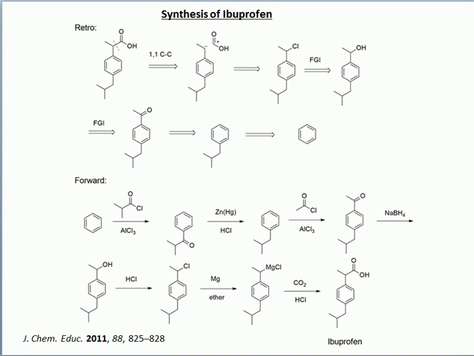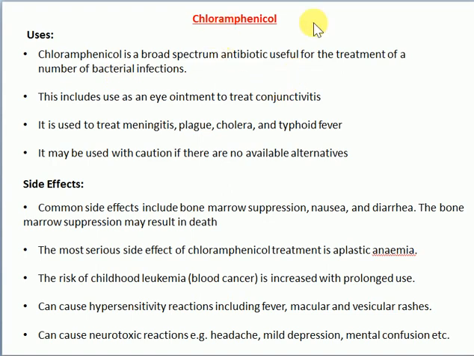Okay, next we will discuss chloramphenicol. The previous three drugs we discussed, paracetamol, aspirin, and ibuprofen, are all antipyretic agents, analgesics, and anti-inflammatories. But we will now study chloramphenicol. This is an antibiotic. It is a broad spectrum antibiotic, meaning it can be used against a wide range of bacteria and a number of bacterial infections.